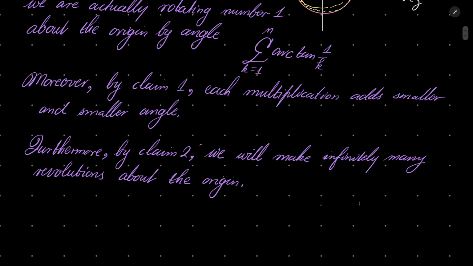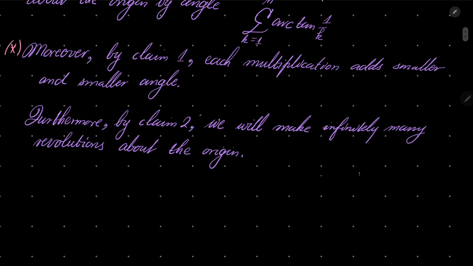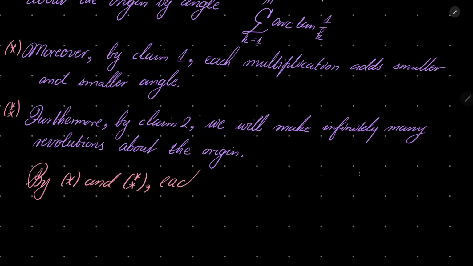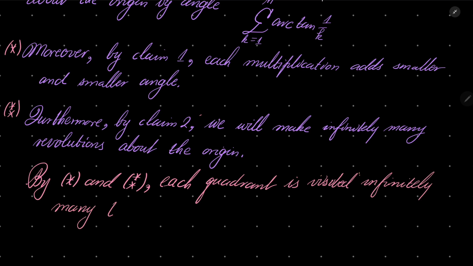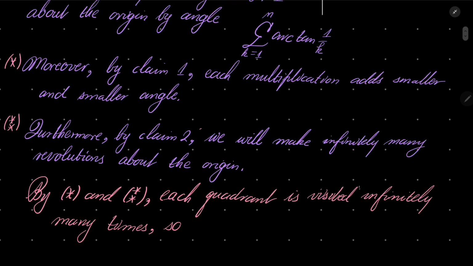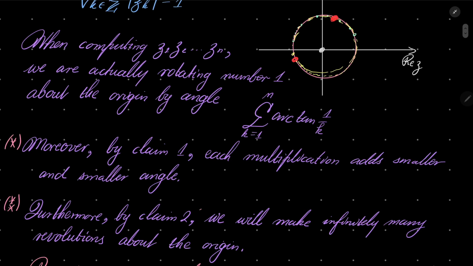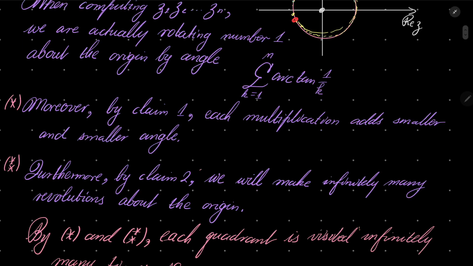Which is fantastic, because combining the conditions asterisk and double asterisk, each quadrant is visited infinitely many times. In particular, there will be infinitely many terms with positive imaginary part and infinitely many with negative imaginary part.